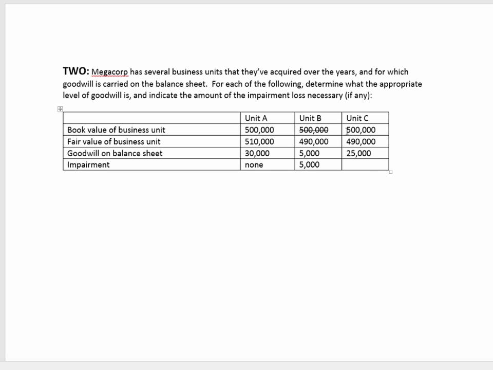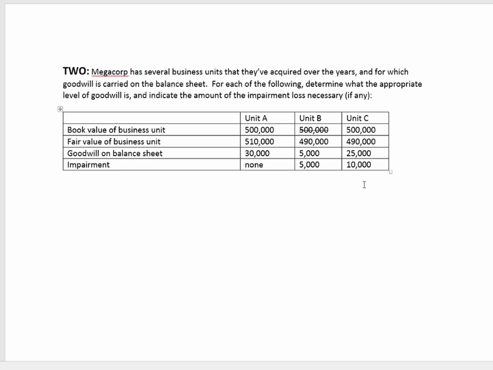Finally, in case C, we've got again a book value of $500,000, a fair value of $490,000. We'd like to write the book value down to the fair value of $490,000, so we need to reduce it by $10,000. We've got $25,000 of goodwill, so we can go ahead and reduce that by $10,000 to get the book value from $500,000 down to $490,000.